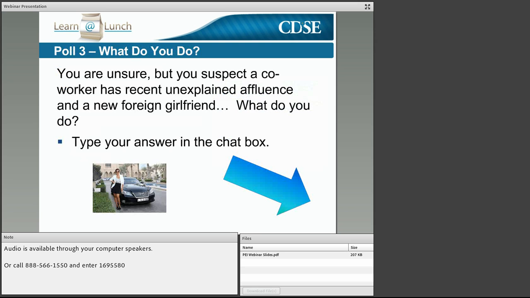For our third and final poll, please indicate your answer in the Q&A chat box. You are unsure, but you suspect a coworker has recent unexplained affluence and a new foreign girlfriend. What do you do?